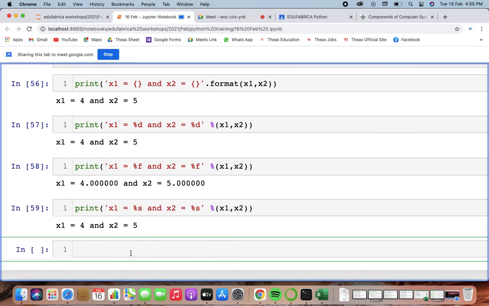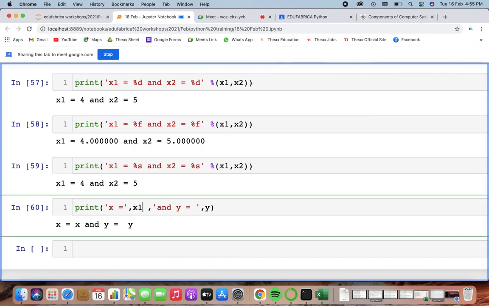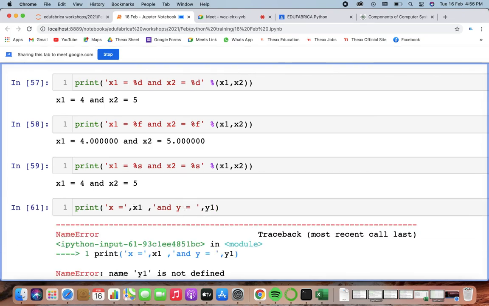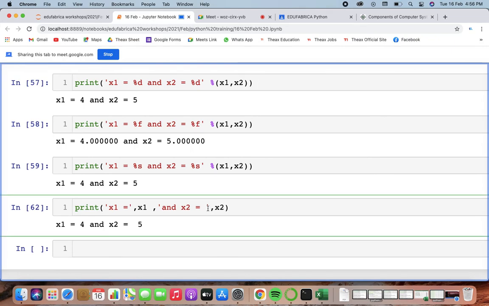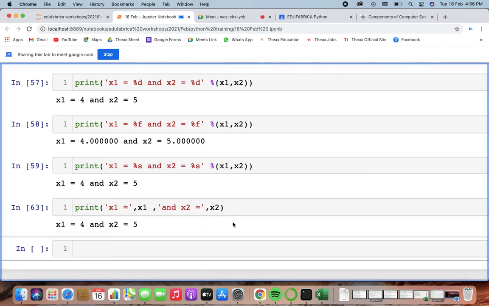Alright, getting things? Or else you have a very easy option, the basic one: x1 equals to x1 and y equals to y. Oops, sorry, x1 and x2. It's not defined, x2 is there, okay. So x1 equals, plus, to this, x2. So x1 equals 4 and x2 equals 5.